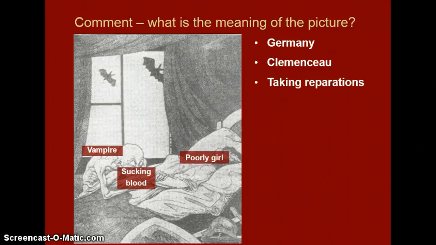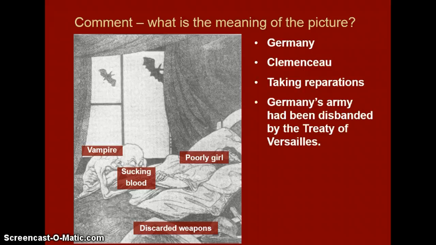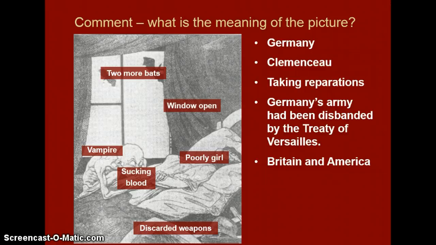The sucking of blood, taking of reparations from Germany. The discarded or weapons laid aside, Germany having to disband its military because of the Treaty of Versailles. And the two bats outside, flying outside the window, Britain and the United States. How about the window being open? Germany being helpless to defend herself, is the symbolism of the window.